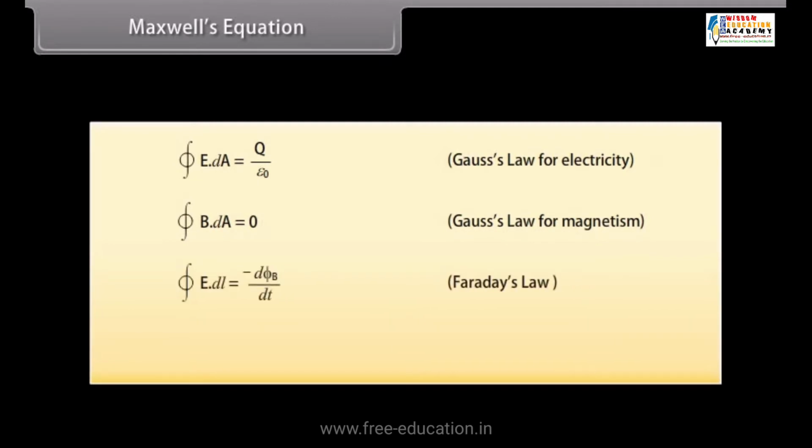Faraday's law: closed integral of E dot dl is equal to minus d upon dt of phi B. Ampere-Maxwell law: closed integral of B dot dl is equal to mu naught I_C plus mu naught epsilon naught d upon dt of phi E.